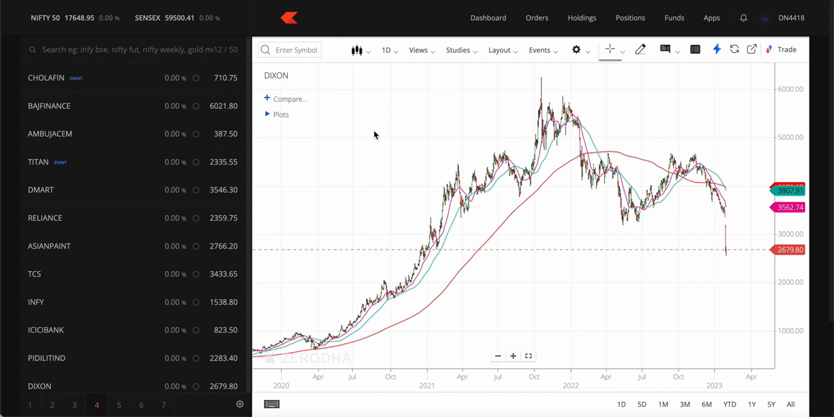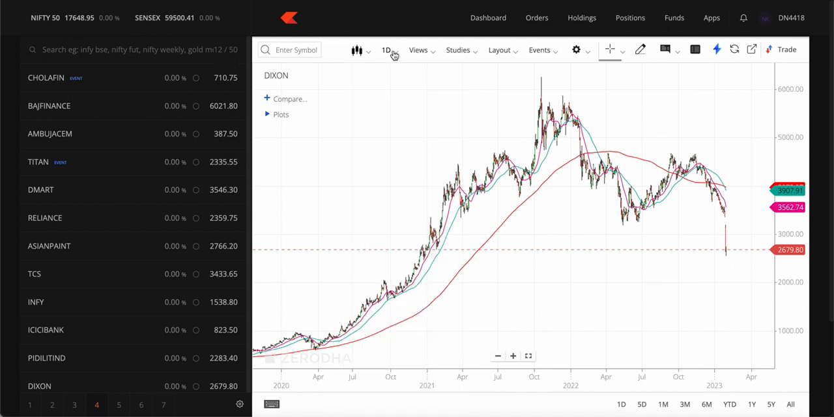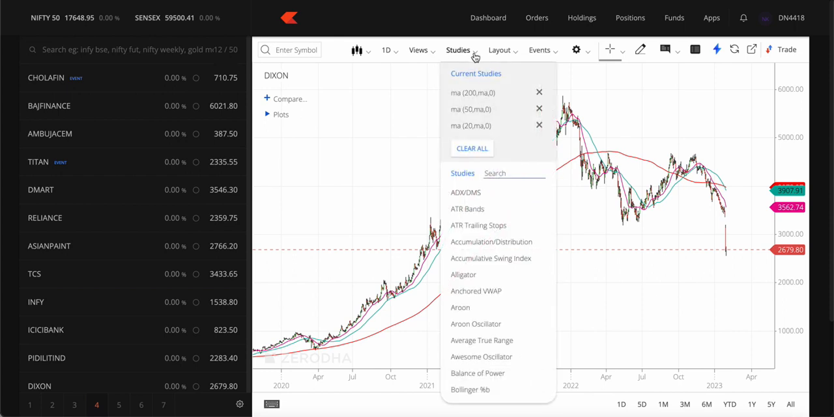So here I have used the Zerodha portal. You can choose the candle type, chart type, then the day, where each bar represents each day. Then you can select studies. For the trends, you can use moving averages. I have taken a moving average of 20 days, a moving average of 50 days, and a moving average of 200 days.